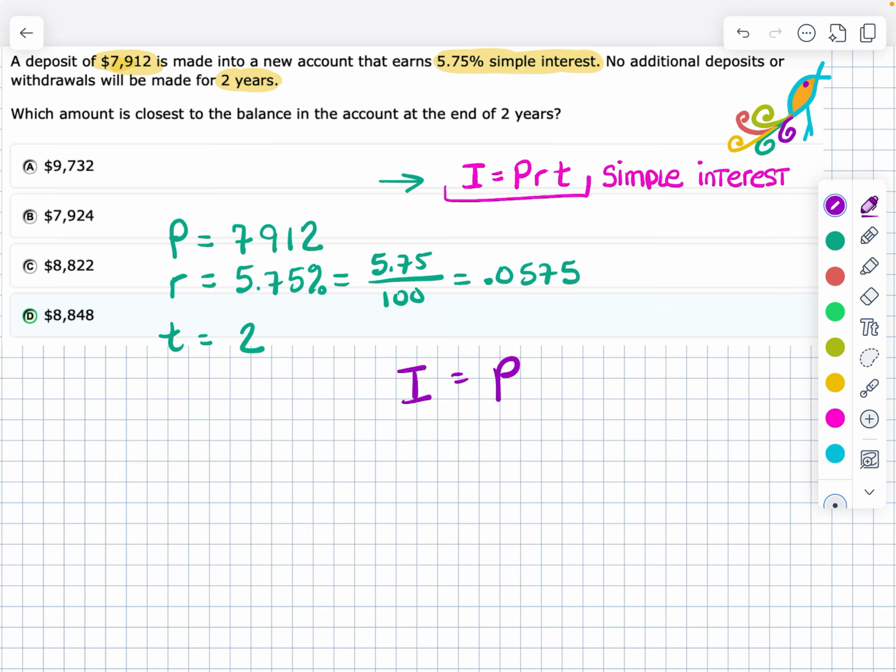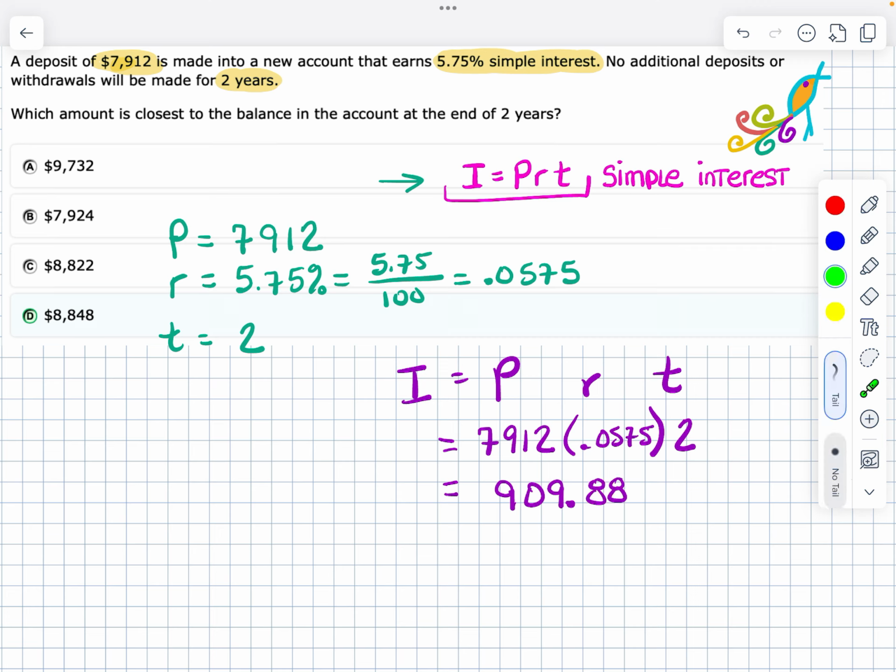Right, now I can rewrite my formula, and then I like to line everything up the best I can underneath my variables, just to keep track of what I'm doing. So our principal again is $7,912. Our interest rate is 0.0575, and I'm just putting parentheses around it so I can easily distinguish it from the other numbers. And then our time is 2 years. And I have already worked this out, and it comes to $909.88.